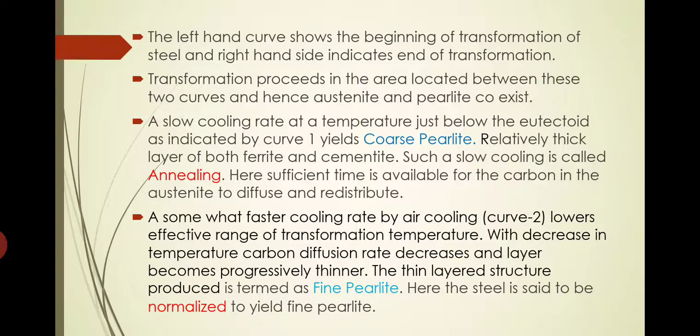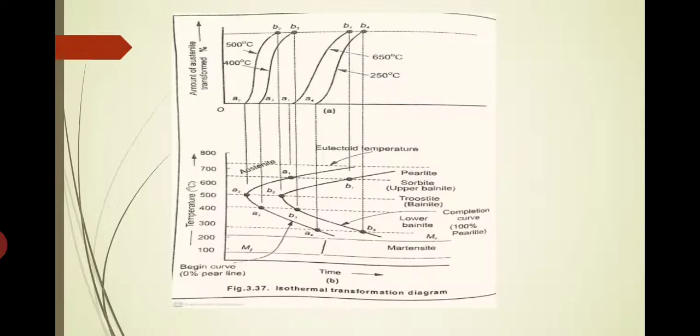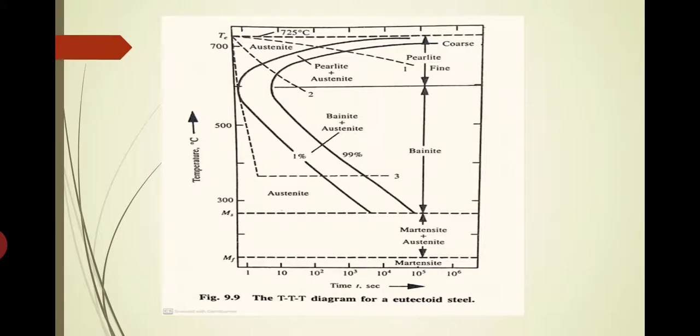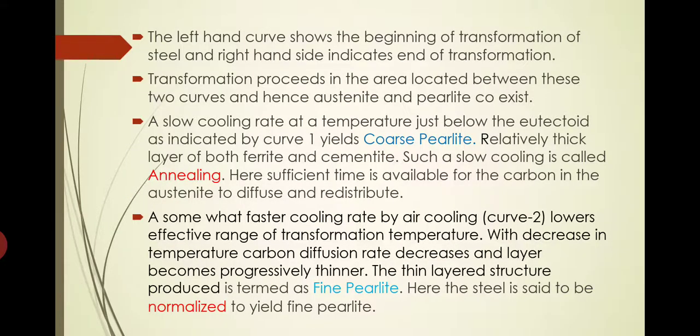Okay, a somewhat faster cooling rate by air cooling. If you want to increase the speed of the cooling, let's see curve 2. This is somewhat quicker cooling compared to curve 1. This is a fast cooling, or we can say a medium cooling. That medium cooling is provided by cooling the specimen in the presence of air. Just the specimen is allowed to cool in the air. That is what is happening in that cooling process.